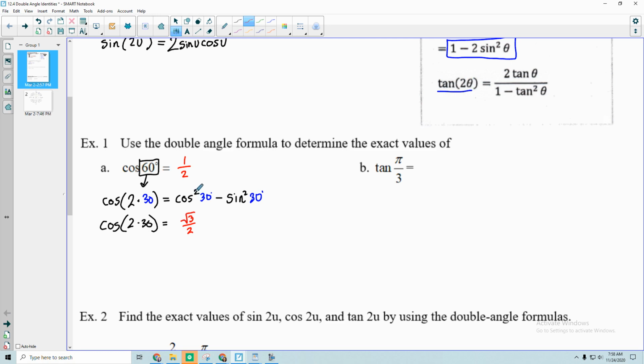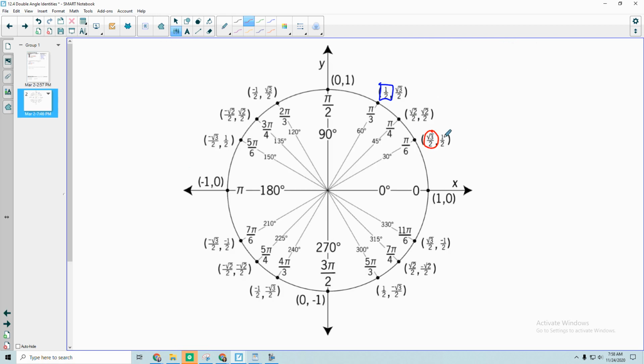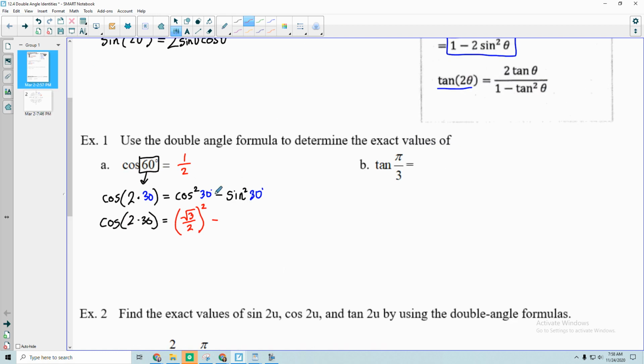And then since this is cosine squared, I'm just going to take this value and square this entire thing. Okay, so that's how this is going to work if it's squared. Same thing for sine, so then I'll go and find the sine at 30 degrees, and that should be 1/2. So I'm doing 1/2, and since this is squared as well, I'm going to square the 1/2.